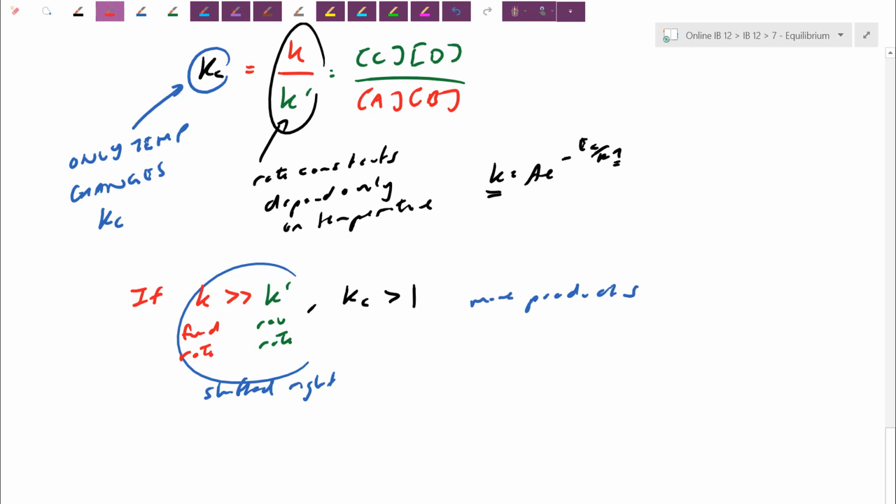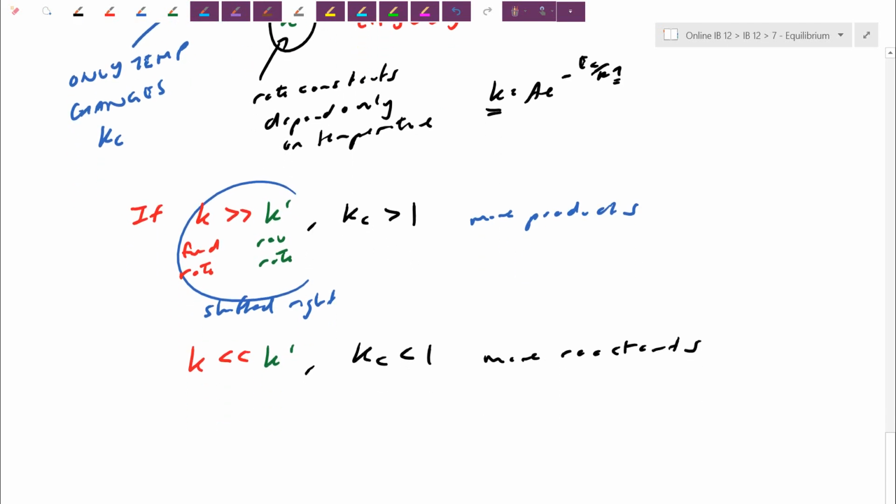What if it's the reverse? What if the forward rate constant is actually a lot less than k prime? So what if the forward rate is less than the reverse rate? Well, if I do this ratio, the numerator is tiny compared to the denominator, so Kc is going to be less than 1, and in that case we can say more reactants. So even though we've been spending this chapter mainly looking at the equilibrium constant, at whether it lies on the product side or reactant side, ultimately it has to do with the relative sizes of these k's.